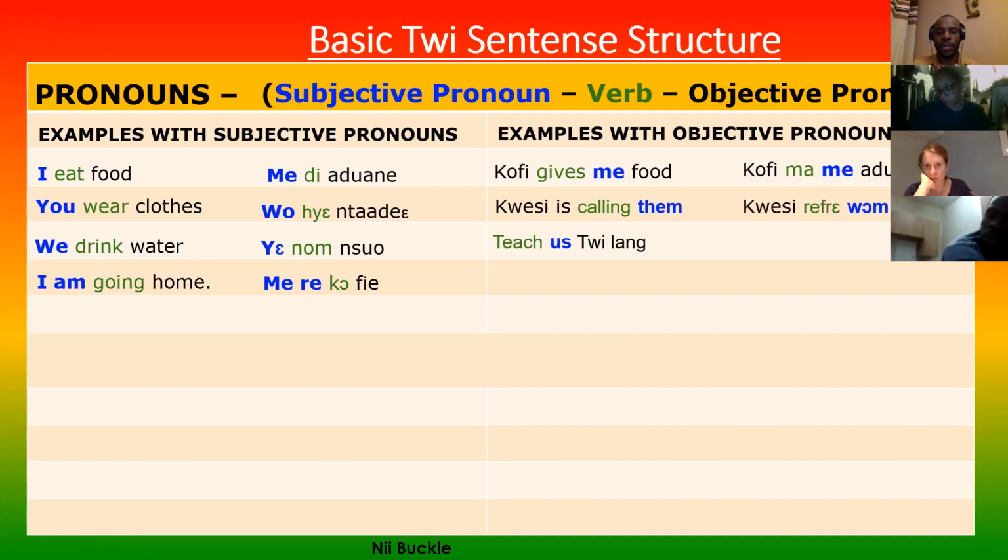Okay, so in the same way, we say Kwesi is calling them. Kwesi is calling them. Now again, this is how we write it. Ellie, read this for me. Kwesi frɛ wɔn. Good. Kwesi frɛ wɔn. Okay, when we are speaking it in the spoken language, how are we going to say this, Ruka?